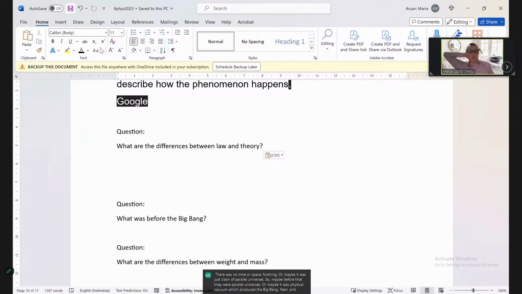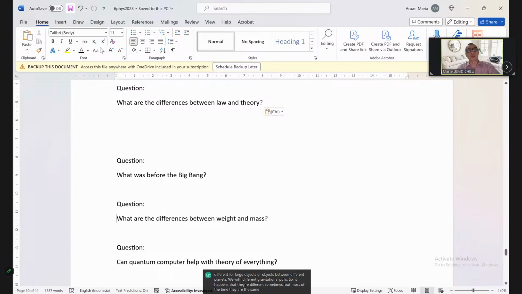And the question from the midterm exam: what is the difference between weight and mass? Weight is a gravitational thing, whereas mass is an inertial thing. They are not necessarily the same, even though Einstein proved that they are the same. But the center of mass and the center of gravity can be different. They can be different for large objects or objects between different planets with different gravitational pulls. So sometimes they're different, but most of the time they are the same.